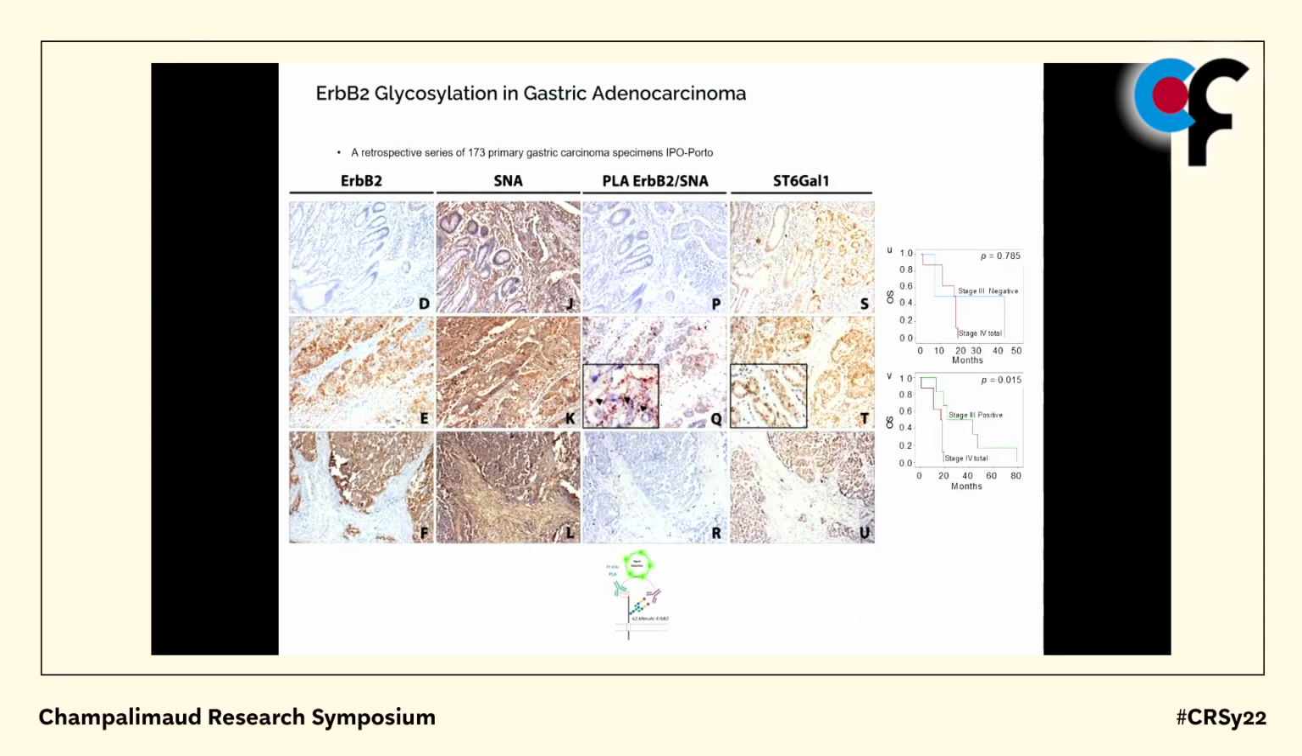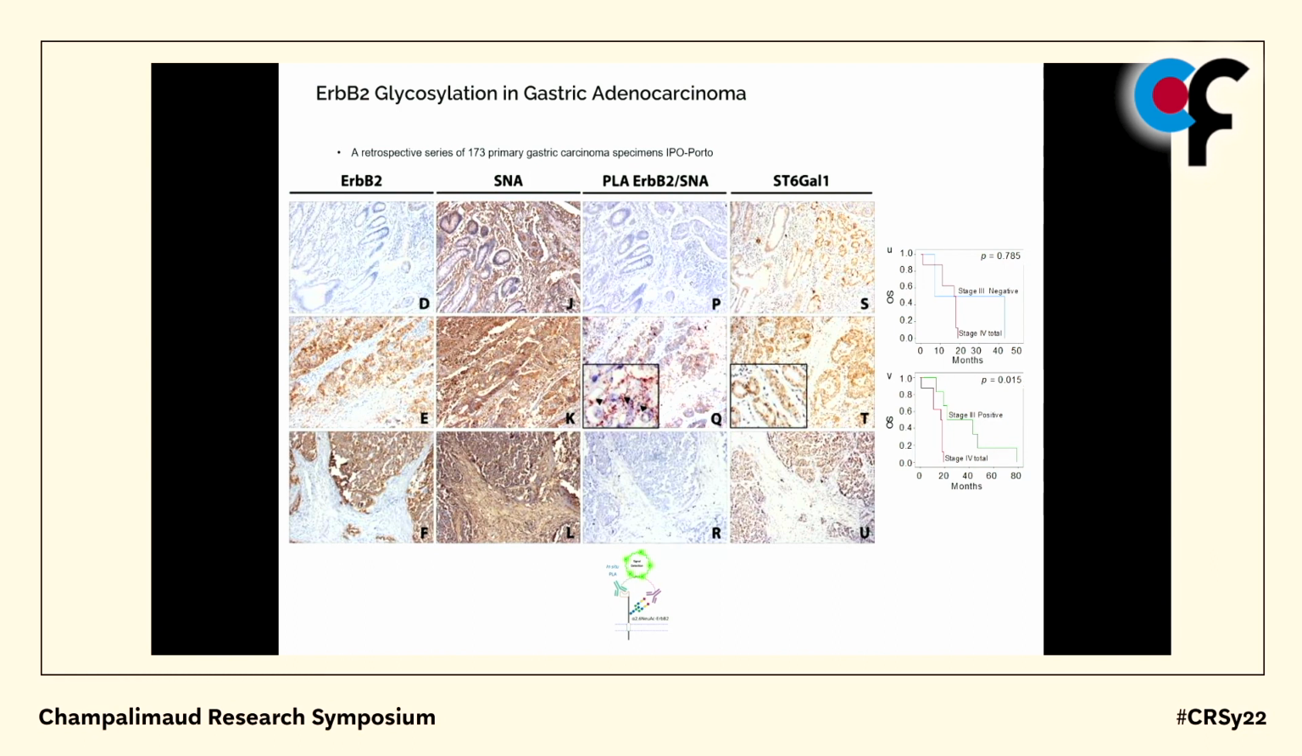So we decided also to see if this was really occurring in tumor cells and actually in tumor tissues from patients. So we studied expression of ERBB2, of course, in gastric adenocarcinomas, and SNA, the alpha-2,6 sialylation, which is detected in tumor cells, but also in other stromal cells.